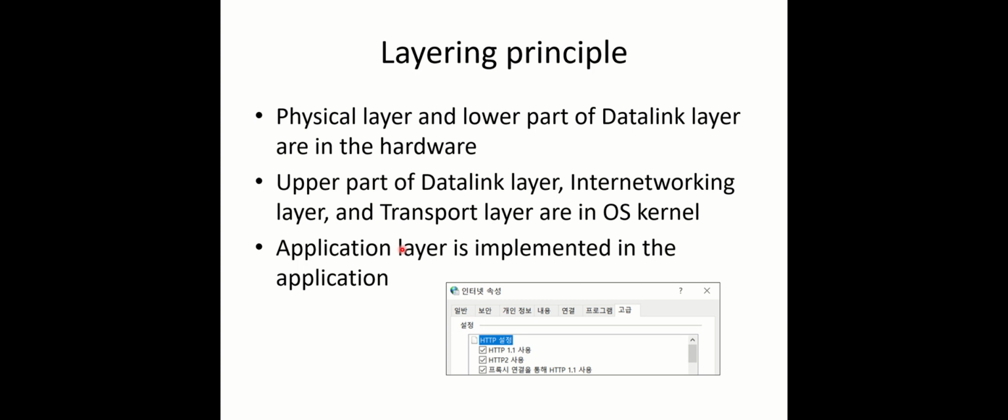And where are all those layers located? Well, in practice, the physical layer, the bottom layer, and the lower part of the data link layer are implemented in hardware. It could be in chips, or it could be made in a separate network interface card. And the upper part of the data link layer, the internetworking layer and the transport layer, these three layers are implemented as functions in the OS kernel.